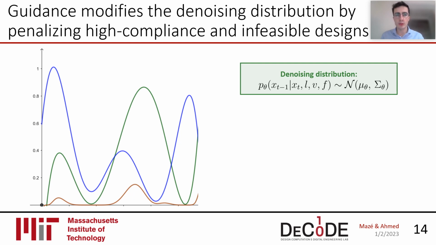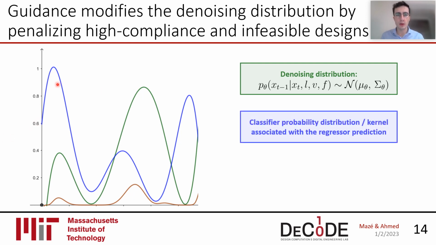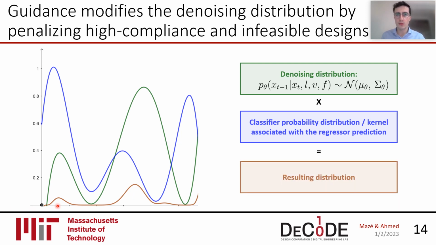Imagine the denoising distribution is this green curve, and the distribution of probability for floating material is the blue curve. Classifier guidance, initially introduced by Dhariwal and Nichol, consists in multiplying the two curves to obtain the red curve, from which we sample. In addition to classifier guidance, we introduced regressor guidance, which works the same way, with the blue curve representing this time a function which is close to 1 when compliance is small, and close to 0 where compliance is large.